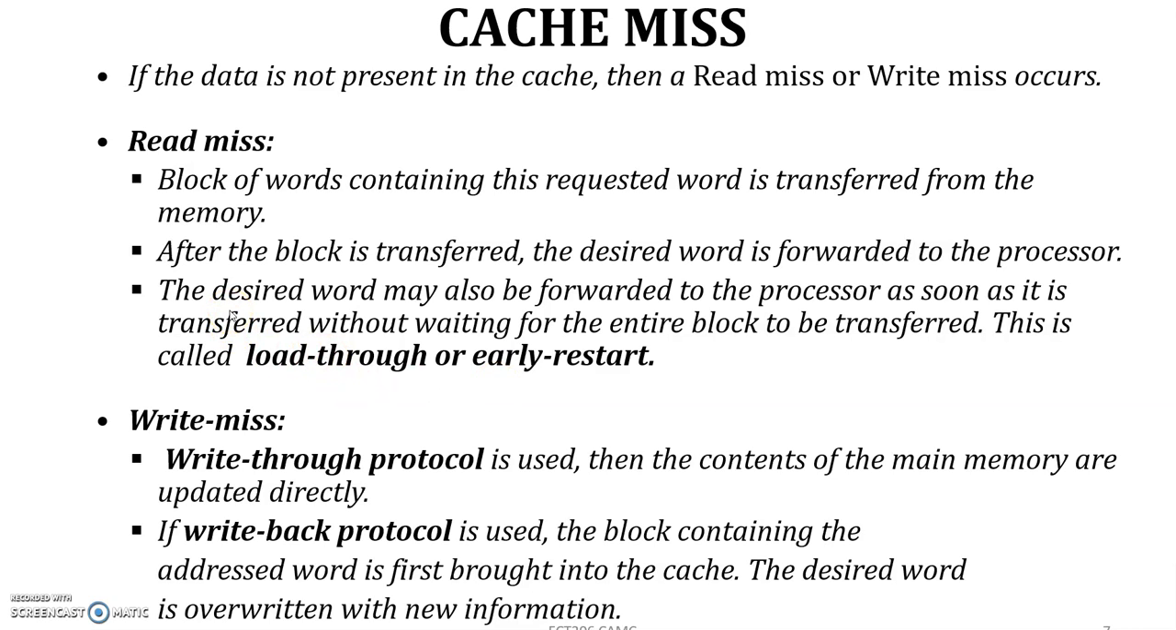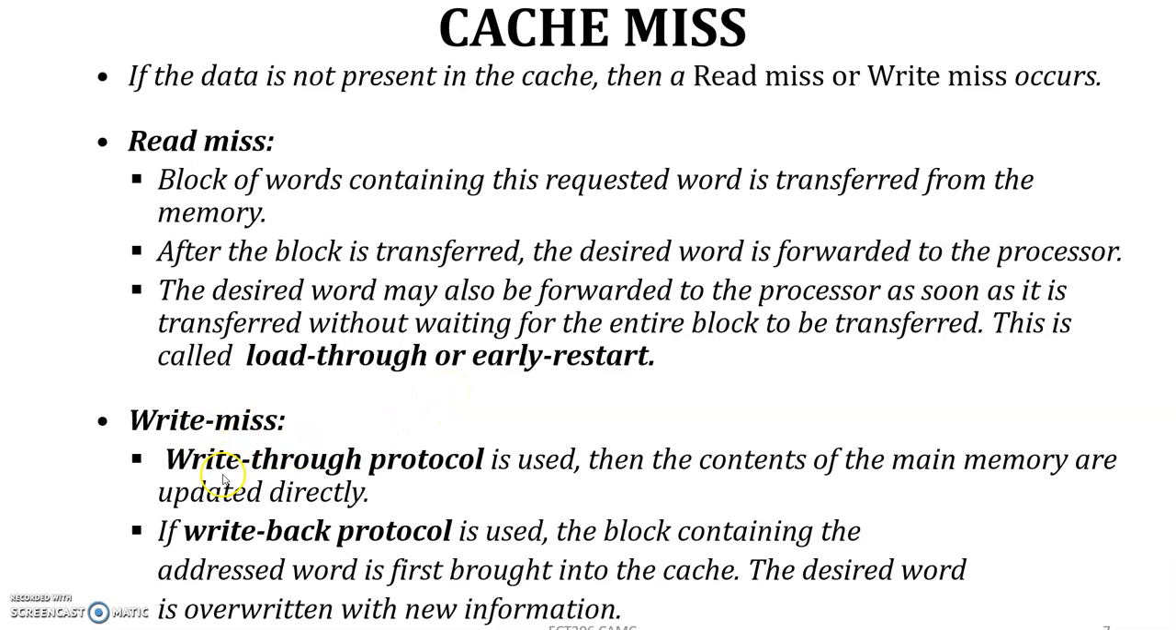So when a read miss occurs, we need to take the block from main memory to cache memory. The transfer of data from main memory to cache memory is done one word at a time. When the block is transferred, the desired word is forwarded to the processor immediately. That means the desired word is forwarded to the processor as soon as it is transferred, without waiting for the entire block to be transferred. This is known as load through or early restart.